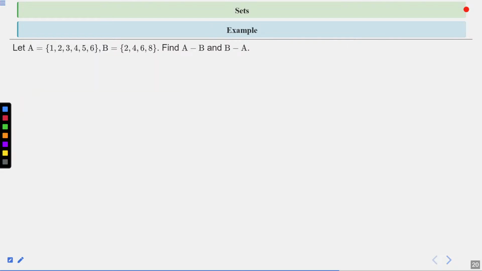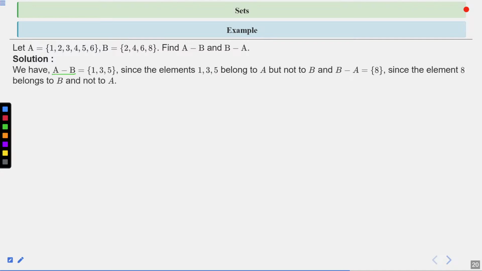Now let's understand by this example. A with 6 elements: 1, 2, 3, 4, 5, 6. B with 4 elements: 2, 4, 6, 8. Now find A minus B, this difference, and B minus A. So, answer. Very simple.